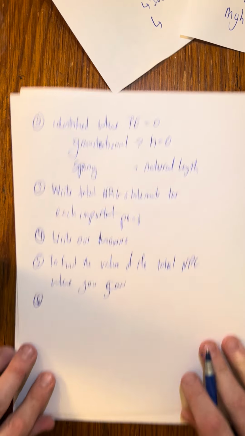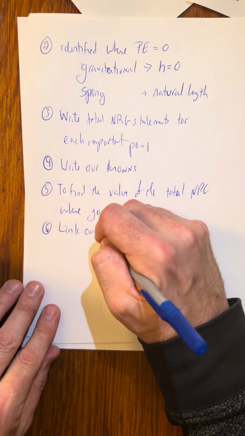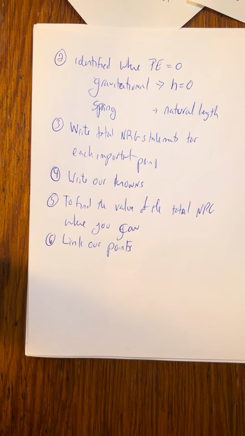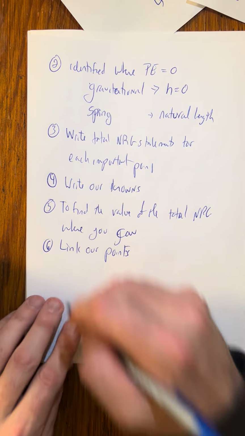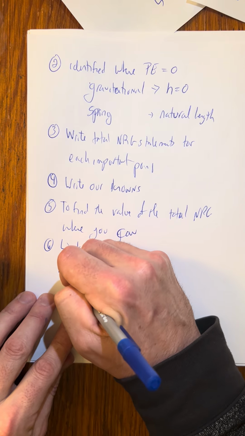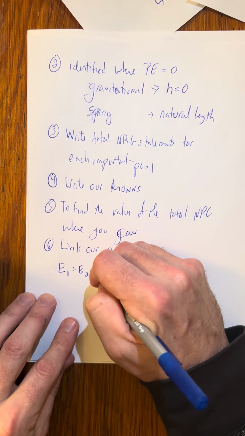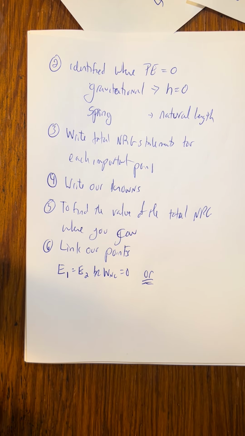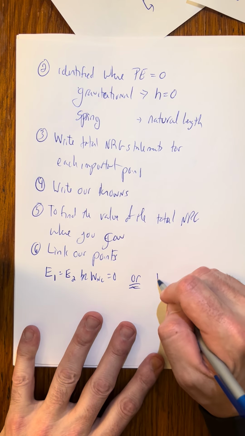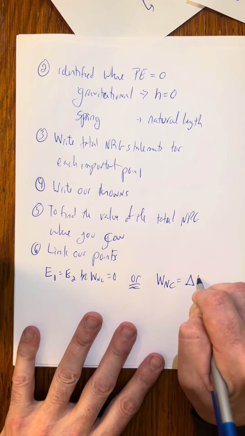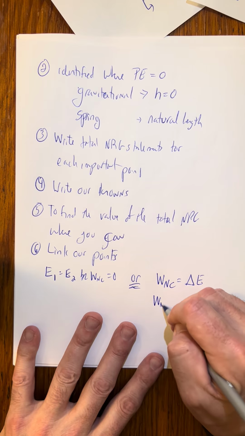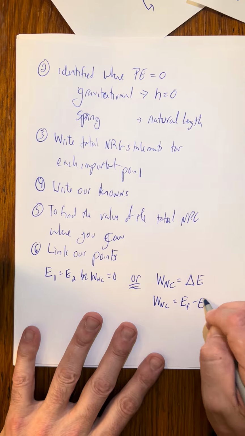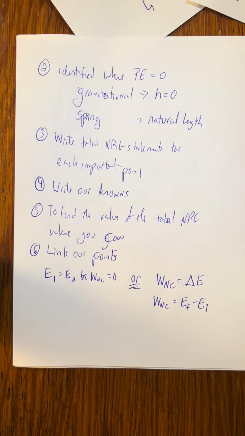And the last thing we're going to do is link our points. There are two types of links. Either we can identify that between 2 points in space there are no non-conservative forces doing work, such that the energy at position 1 is equal to the energy at position 2, because the work non-conservative is equal to 0. Or, between those 2 points, there is non-conservative work. So we'll say that the work done by non-conservative forces is the total change in energy between those 2 points. And that can expand out to be the energy of the later point, so I will use final here, minus the energy initial, so that you understand that the time sequence matters.